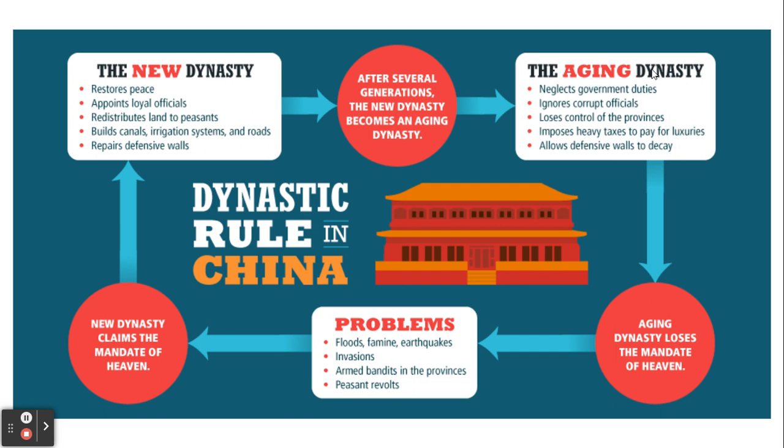But as the dynasty would age and there would be problems, losing control of certain areas, ignoring corrupt officials, the dynasty would lose its mandate of heaven, the higher power that allowed it to be in charge. And then problems would emerge like invasion, peasant revolts, floods, famine, earthquake, and that would allow a new dynasty or a new family to claim the mandate of heaven, and the cycle would repeat itself. And that is what we know as the Chinese dynastic cycle, and it explains in a very simple way the long, complicated history of ancient China.